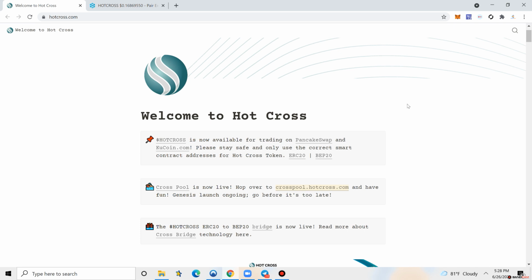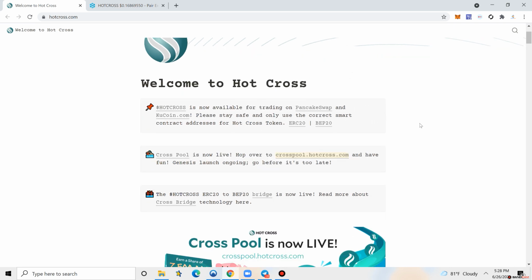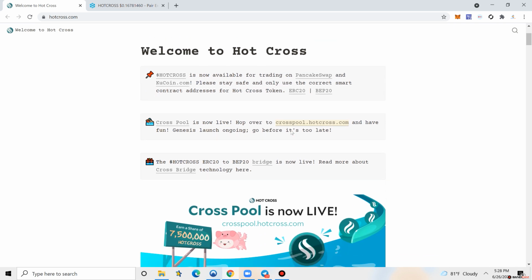This project is actually something that I like a lot for a few reasons. Not only is it trading on PancakeSwap, not only is it trading on KuCoin right now, but you actually can see these guys have not just an ERC, but also a BEP20 token. So this here is a nice opportunity to take advantage of the cross-chain utilization. And they also have their Hot Cross bridge. It's now live as well. So that's also pretty nice to see.